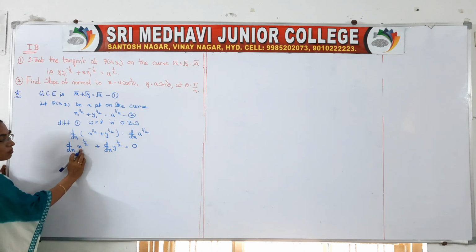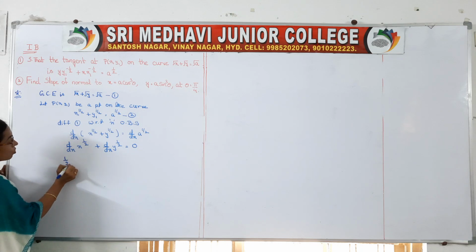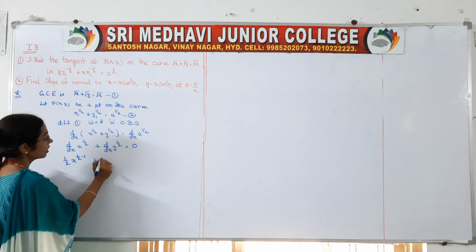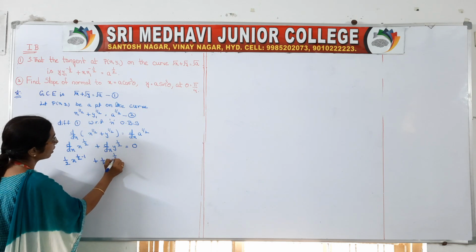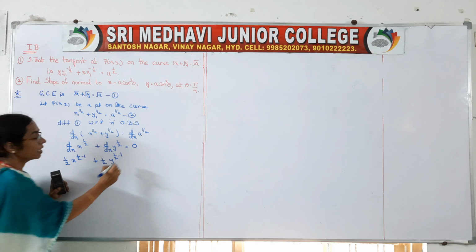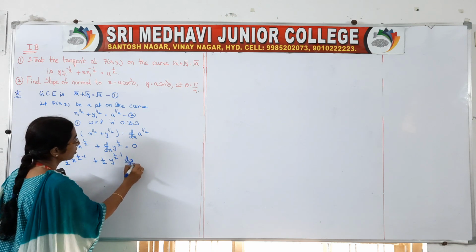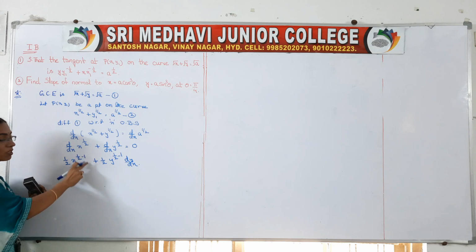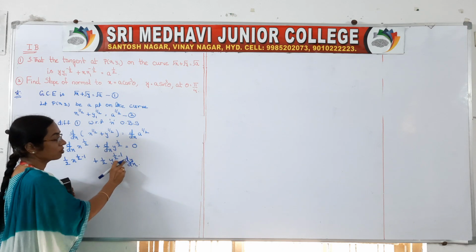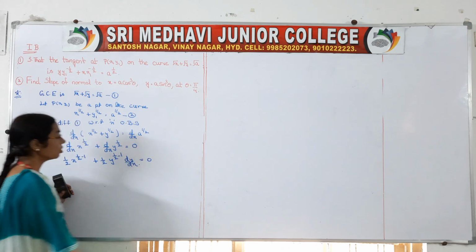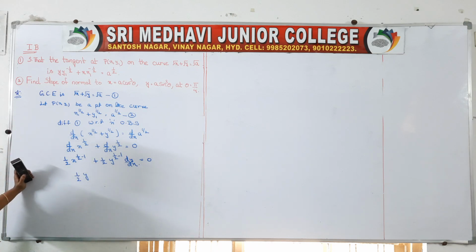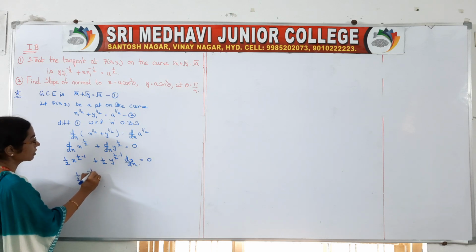So come on, d by dx of x to the power of n is n into x to the power of n minus 1. So 1 by 2 x to the power of 1 by 2 minus 1, plus here also 1 by 2 y to the power of 1 by 2 minus 1, into dy by dx. Actually here d by dx of x is 1, no need to write. But this is y, a y variable, that's why we have to write dy by dx, is equal to 0. So it is 1 by 2 y to the power of half minus 1, that is minus half.